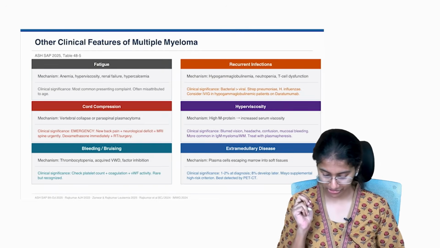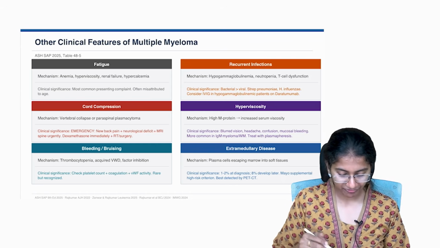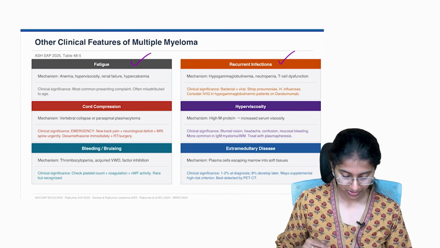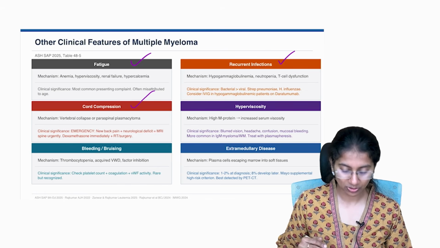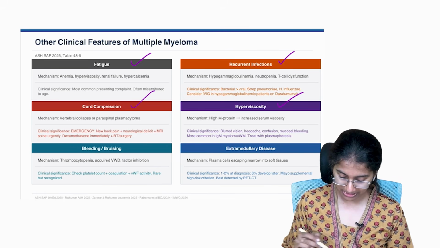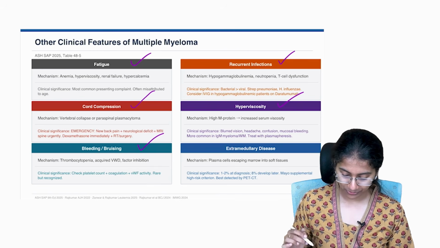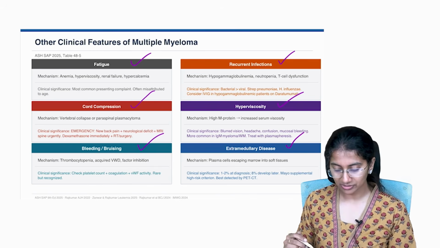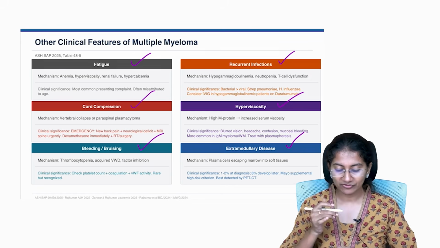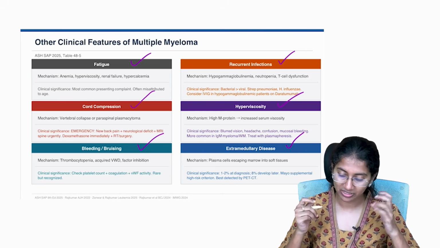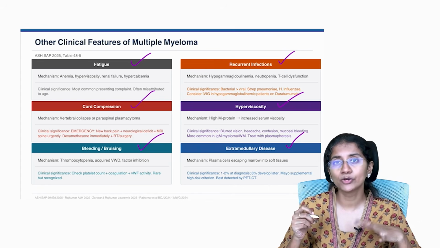So other clinical features of multiple myeloma: fatigue, recurrent infection, cord compression, vertebral collapse or paraspinal plasmacytoma, hyperviscosity, bleeding and bruising, extramedullary disease. So these are the other features. If we come to fatigue, we know it arises by multiple mechanisms, like anemia and hypercalcemia. Recurrent infection occurs because there is immunoparesis.